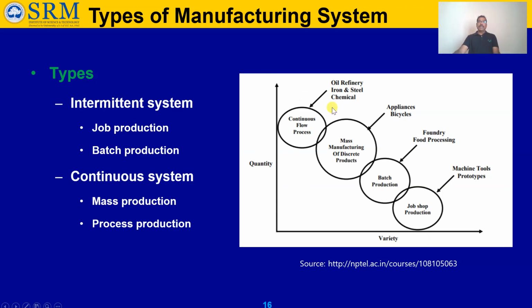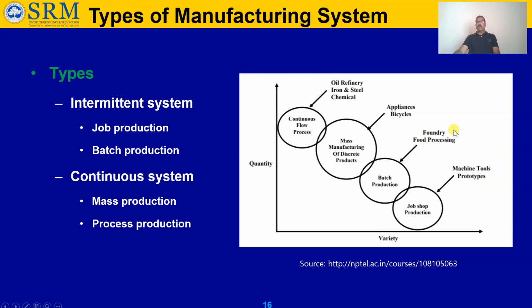So here, the continuous flow process has high quantity, such as oil refineries, iron and steel, the chemical industry or cement factories. Quantity-wise they make very high numbers, and volume-wise very huge. That comes under the continuous system. The second one is appliance making or bicycle making, which also do mass manufacturing of the desired component. That also comes under the continuous system. So here variety will be very low, but volume will be very huge.